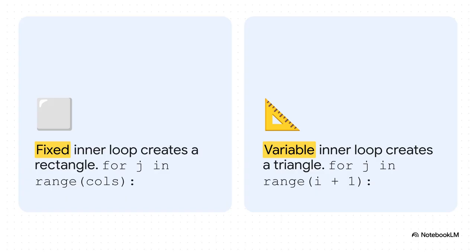On the left, you've got a basic rectangle. The outer loop runs 4 times for the rows, and the inner loop just does its thing, a fixed 5 times for the columns. Easy enough. But look at the right. One tiny, tiny change. We made the inner loop's range depend on the outer loop's value, I plus 1. Now its behavior is dynamic. So when I is 0 in that first row, it prints 1 star. When I is 1 on the second row, it prints 2. And just like that, you've carved a triangle out of a rectangle.